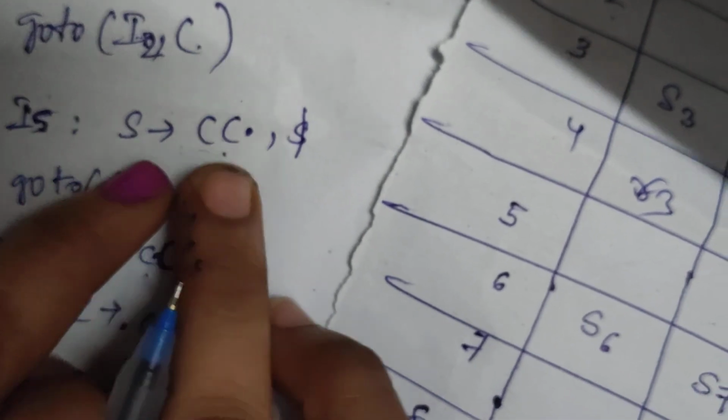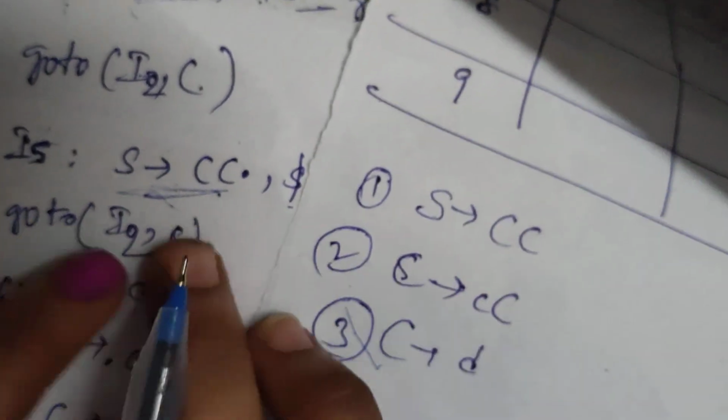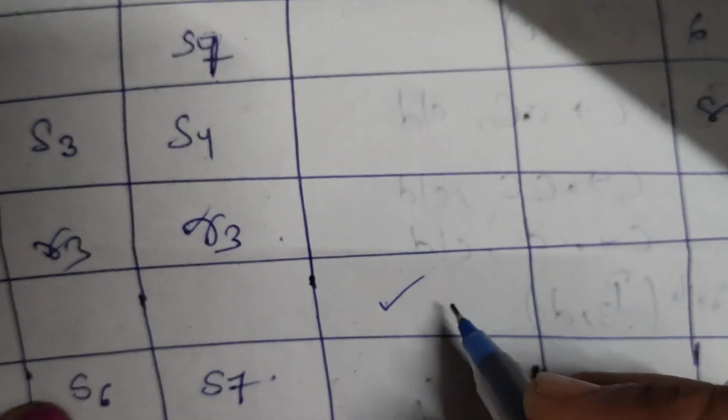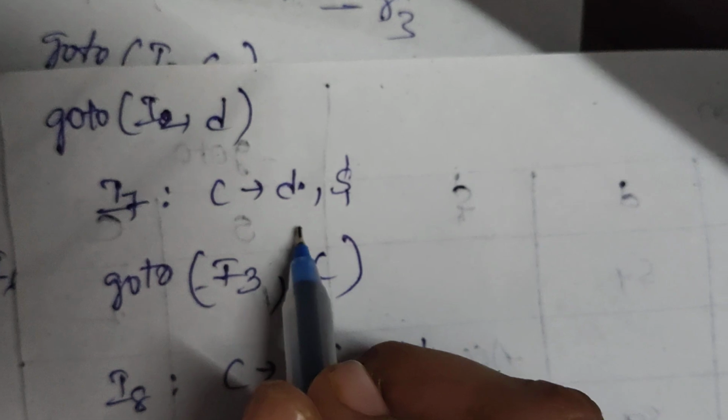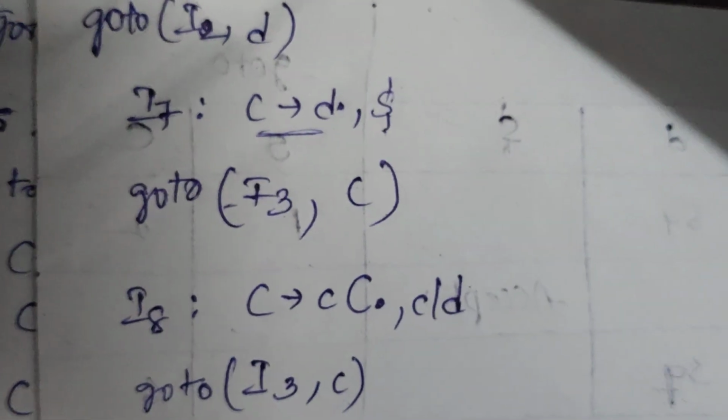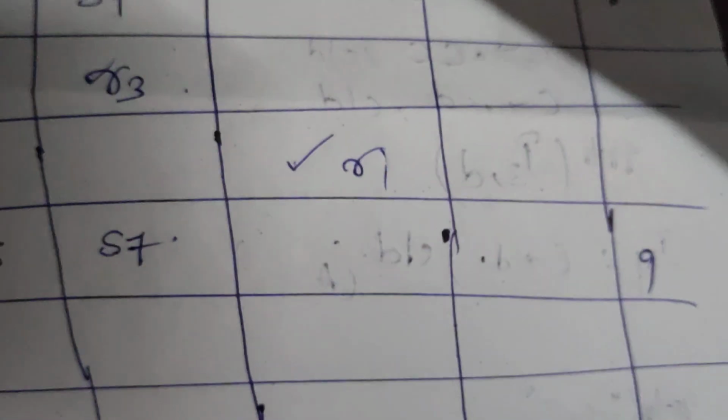Next, check if dot has reached end. In I5 dot reached end and look ahead symbol is dollar. So in I5 in place of dollar, what is this production number? The production number is R1. So in dollar you can write R1. Next, in I6 the dot reached end? No, the dot has not reached end. So go to I7. In I7 dot reached end. So in I7 in place of this dollar you need to write what? This production number. What is the production number of this? C produces D is 3. So in I7 in place of dollar you need to write R3.